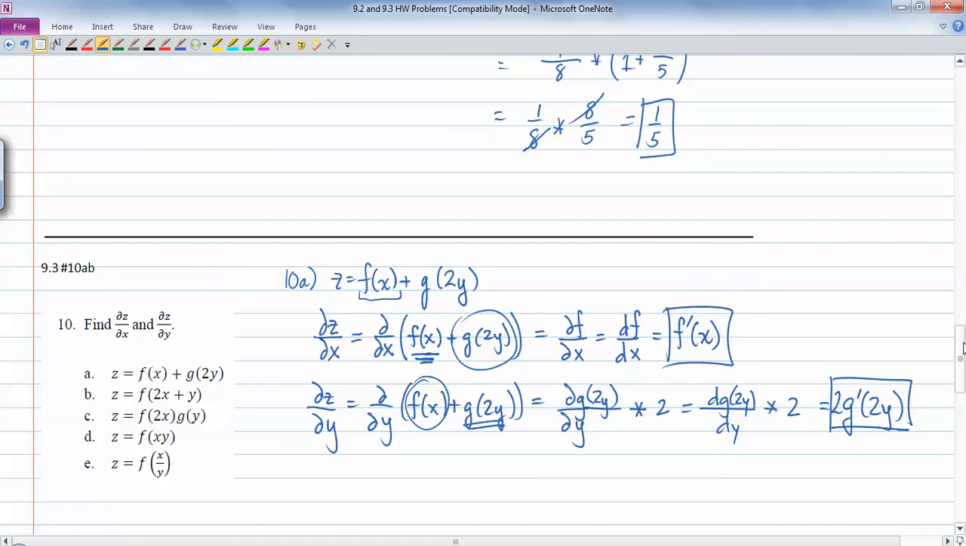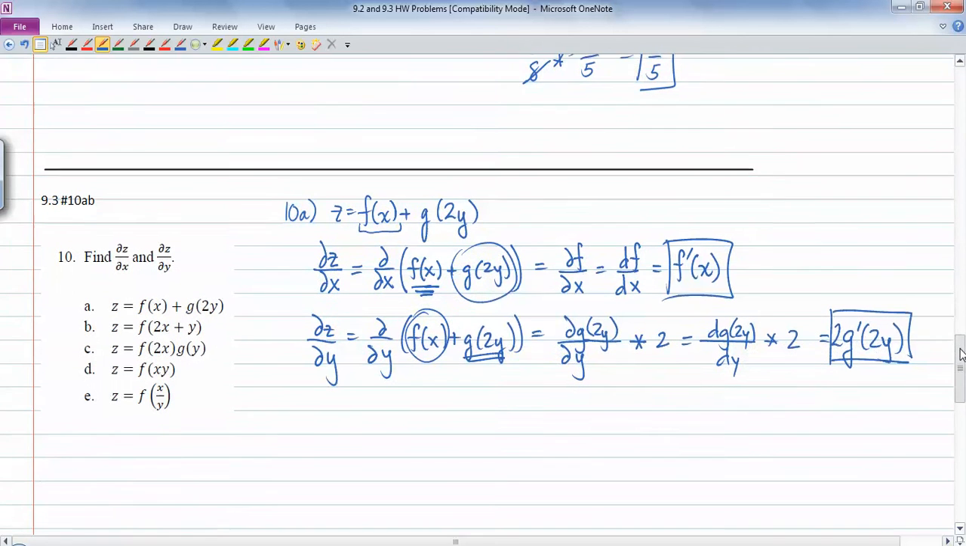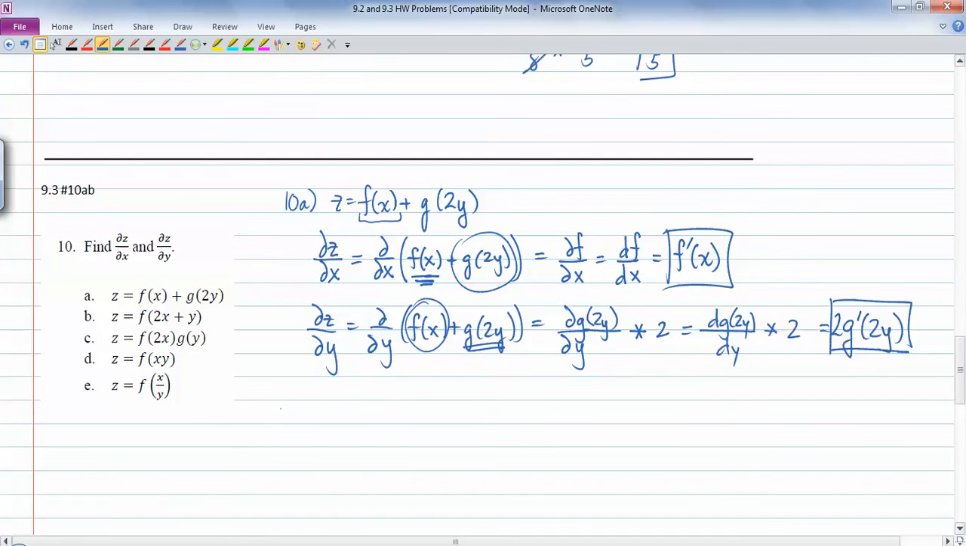Okay. Part B, I'm not a huge fan of part B, to be honest. We'll try it. So z equals f of 2x plus y. So dz dx is going to be d dx of this function.